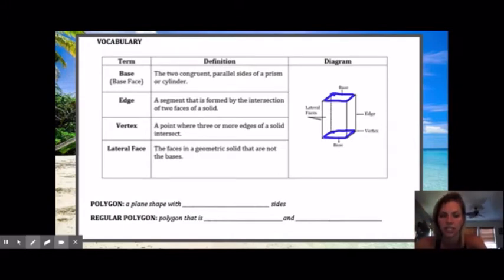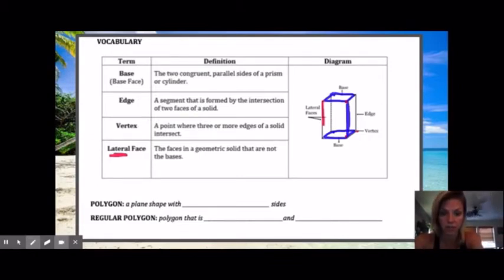The edge, you guys get that. That's just like where there's a fold. So like that would be an edge. Vertex is anywhere you see a point. So that's a vertex, and that's a vertex, and that's a vertex. Lateral, anytime you see something lateral face, lateral goes around the sides, just like your lateral muscles, right?